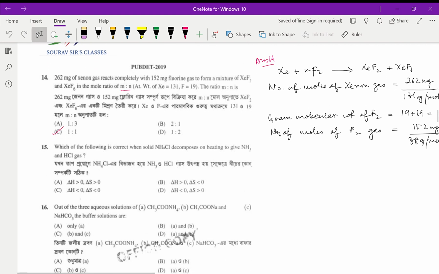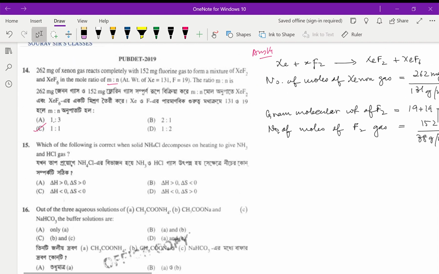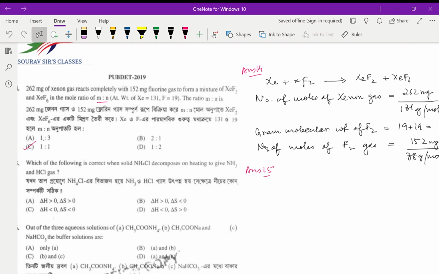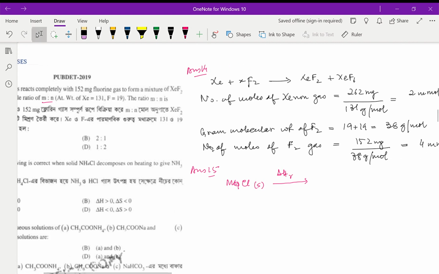Now for the next question, which is question number 15: which of the following is correct when solid NH4Cl decomposes on heating to give NH3 and HCl gas? So we have NH4Cl solid, you're heating it, so this is the delta H for the reaction of decomposition. It is giving NH3 as the gas, and obviously HCl is also the gas.